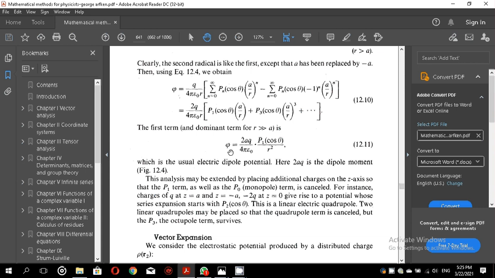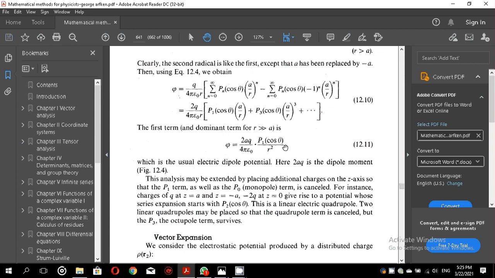If you focus at this result, this is the same result you might have obtained when you were calculating the electrostatic potential due to a dipole in your course on electrodynamics. So we have achieved the same result, equation 12.11, using an approach through the Legendre polynomials. So Legendre polynomials have a very beautiful application here. Rather, the generating function of the Legendre polynomial is being used here to reach the electrostatic potential due to a dipole.